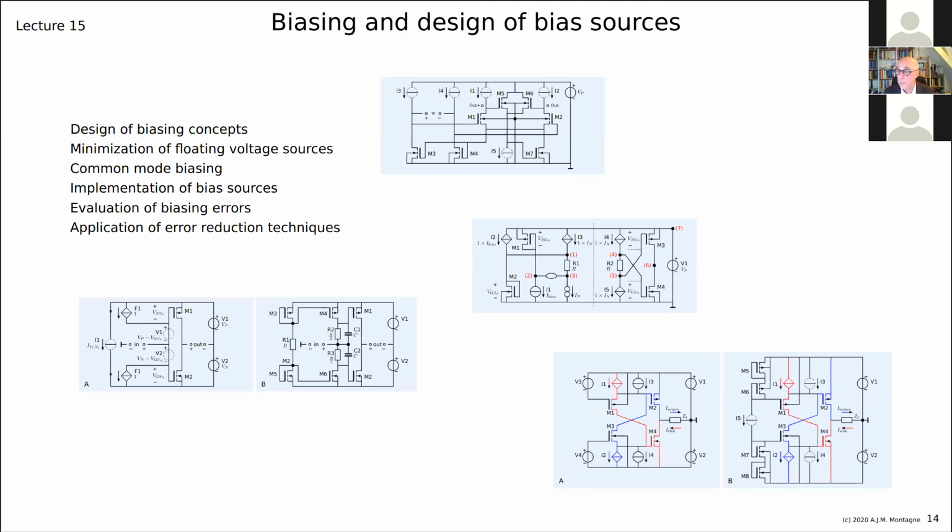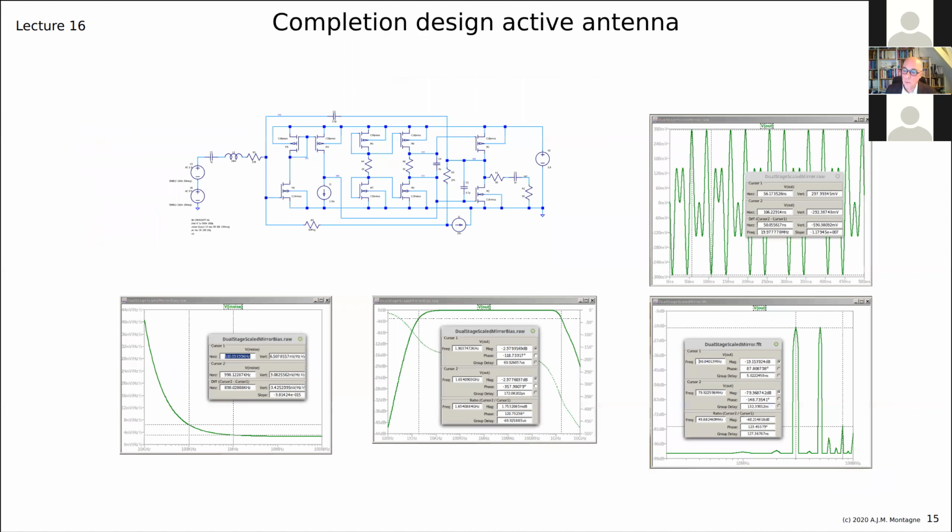So we must talk about how to bias all kinds of stages, and the concept, so making all these sources in convenient places, and then about the implementation of the sources. And if we did that, then we'll complete the design of our antenna amplifier and do the final verification of the behavior in LT spice. And well, this is the one we did last year, but this year it will probably be different, because we changed the specs a little bit.